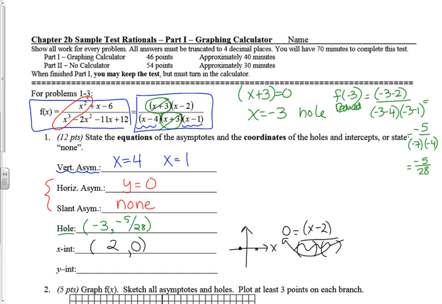It said to state the coordinates of the holes and the intercepts up here in the directions, so I'm writing it as 2, 0. To find the y-intercept, whenever I touch the y-axis, my x value is always 0. So I can just go back into my original function, and I can plug in x equals 0 to figure out what y is. Again, I'll plug into the factored form that's already reduced, so I'd have -2 on the top, I'd have 0 minus 4, which is -4 on the bottom, and a 0 minus 1, which is a -1 on the bottom. So that gives me -2 over 4, which is -1/2, and my y-intercept is 0, -1/2.